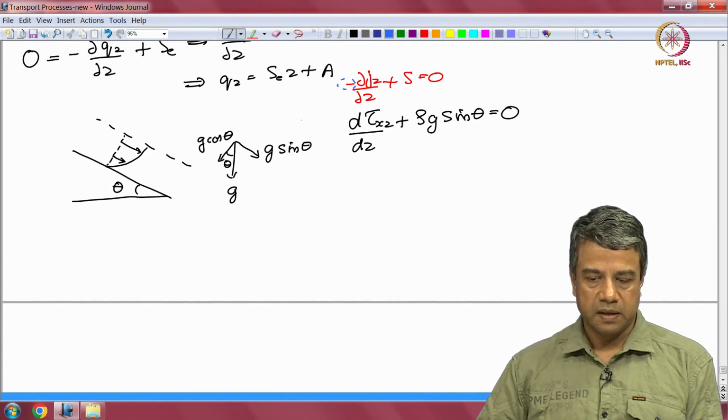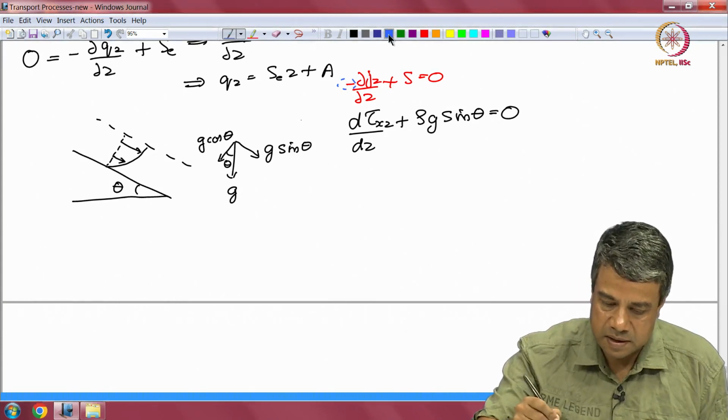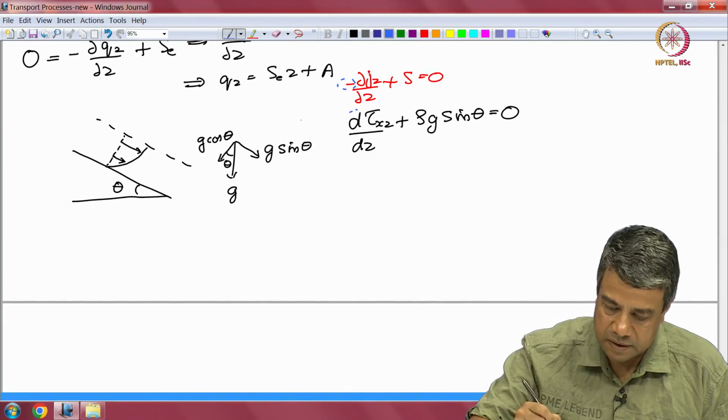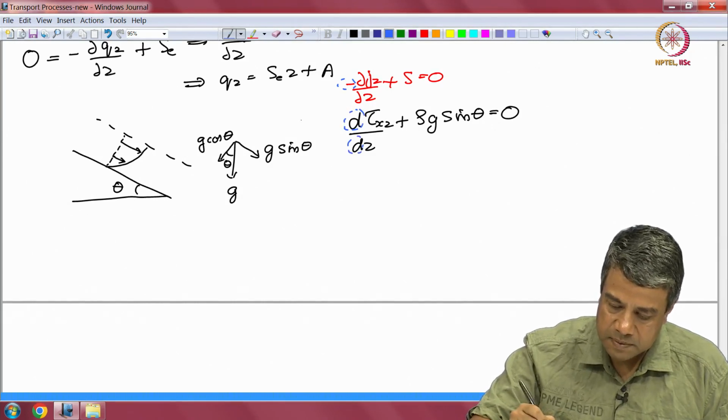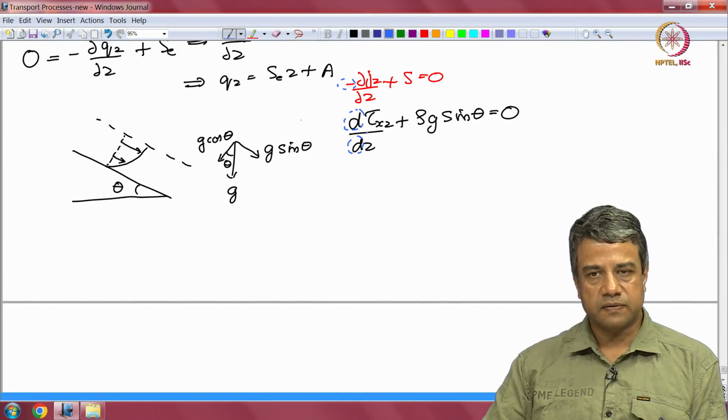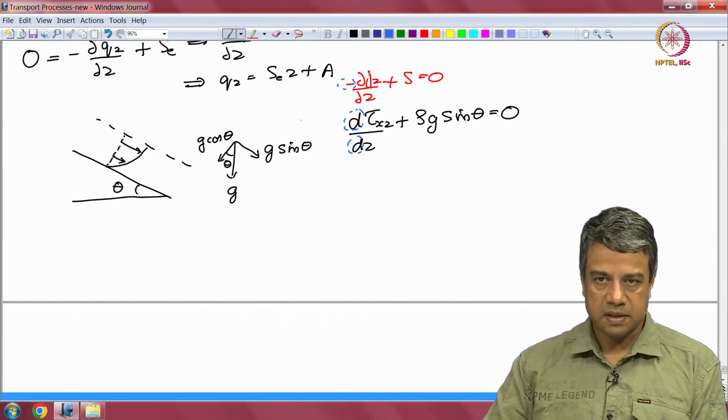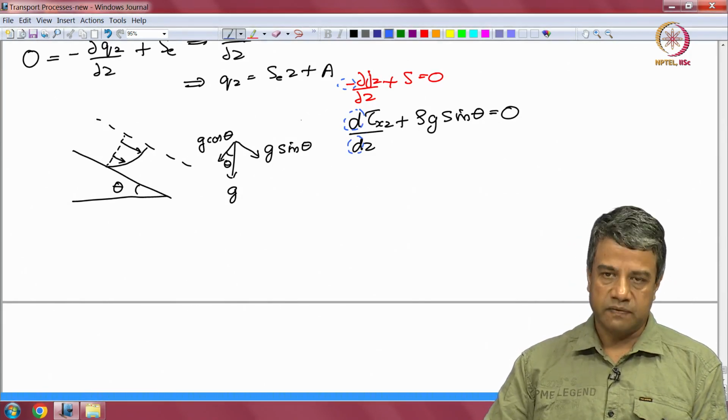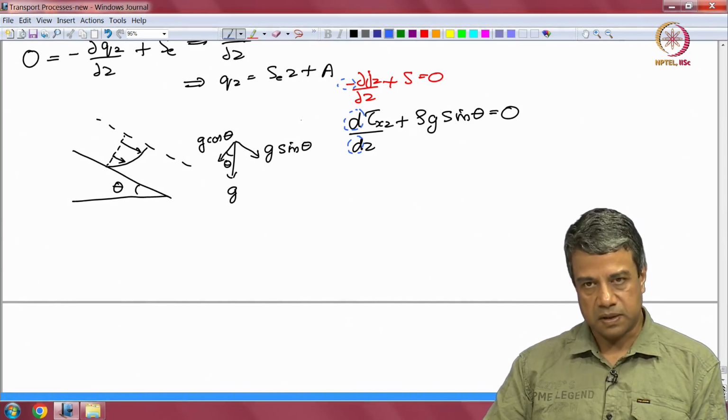Also note that in these equations I have used the total derivative. That is because it is at steady state and therefore there is no time dependence. So, the dependence is only on one variable and therefore we can use a total derivative.